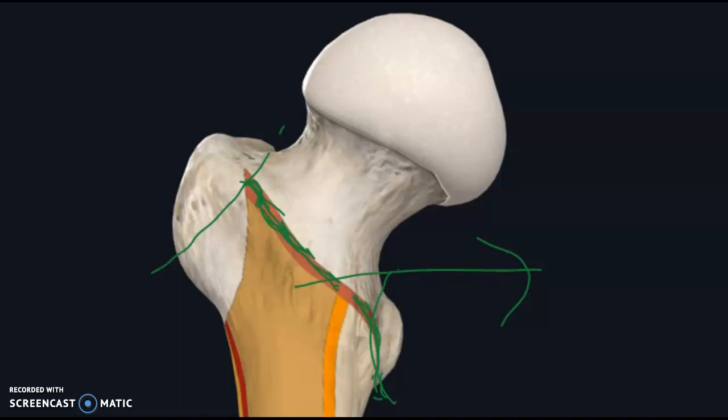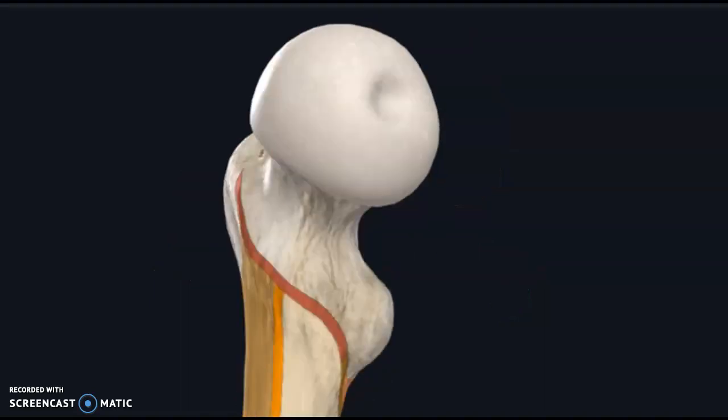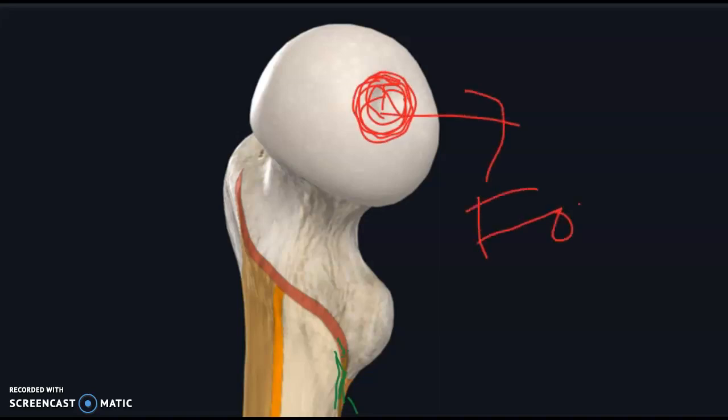And from the base, where it curves and goes a little bit medially, that is called the spiral line. Here you will be able to see that this intertrochanteric line goes medially, curves there, and that is called the spiral line. And near the middle of the head, there is a small depression, and that's called the fovea. So that's the fovea.